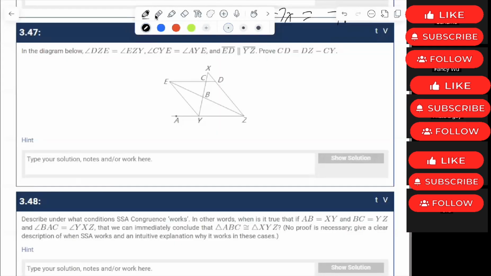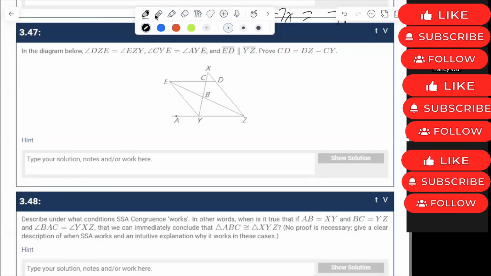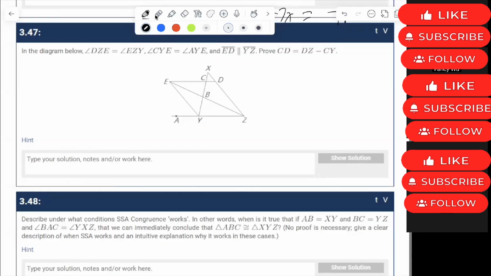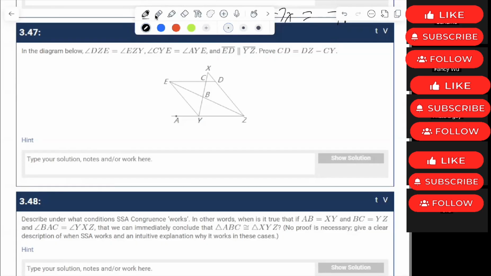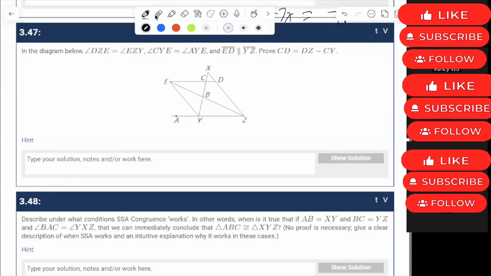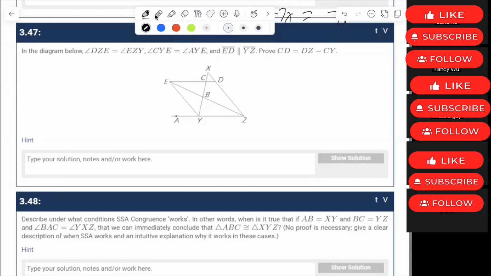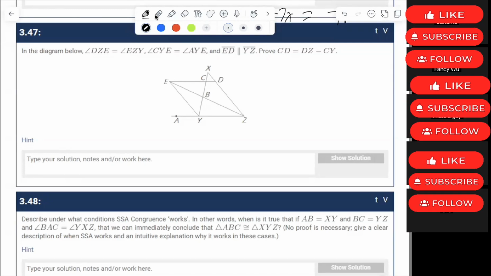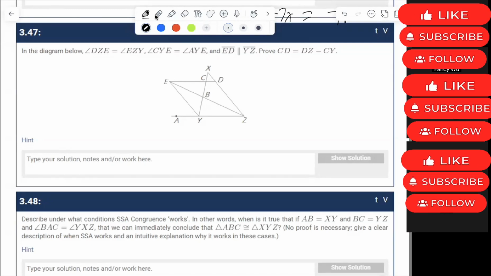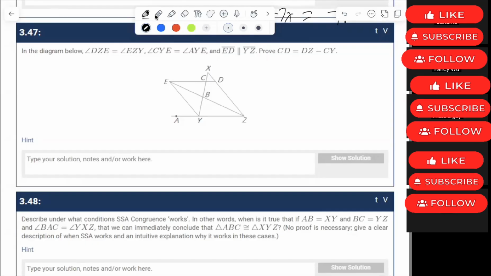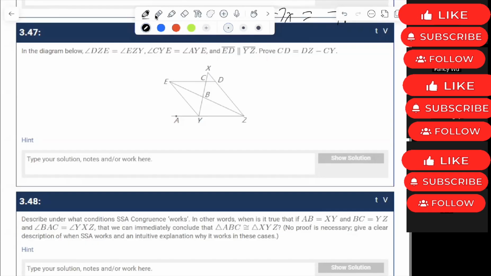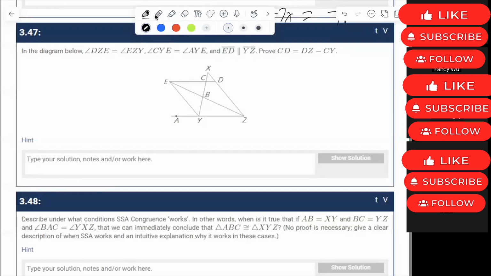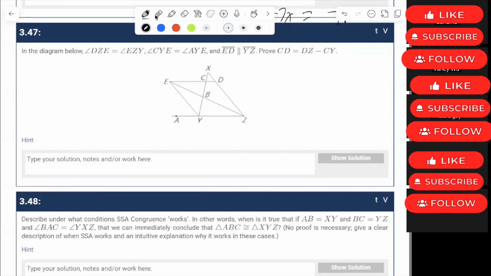Well, we have DZE is equal to EZY and CYE is equal to AYE. All right. And ED is parallel. Okay. And we want to show that CD is the difference of these. All right. What can we come along to prove that?